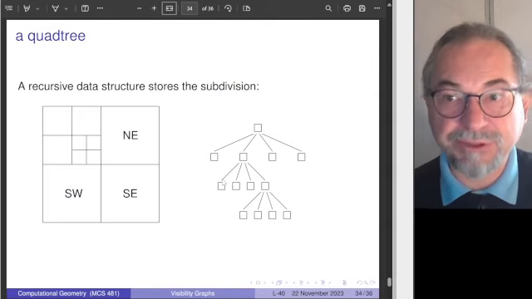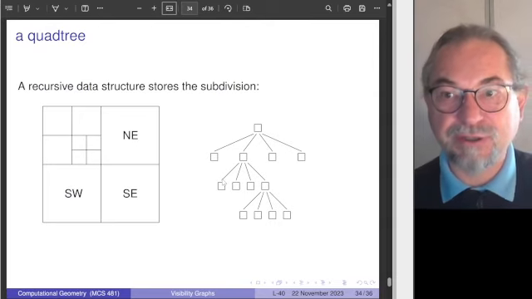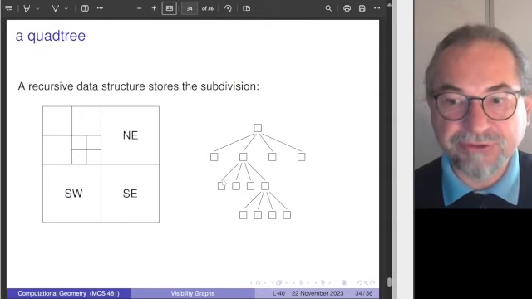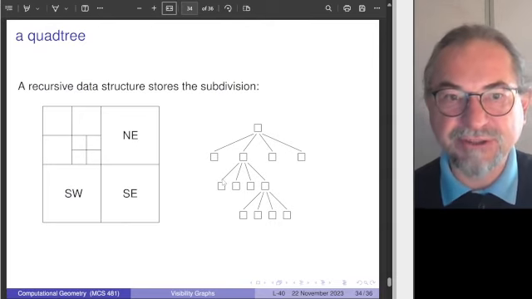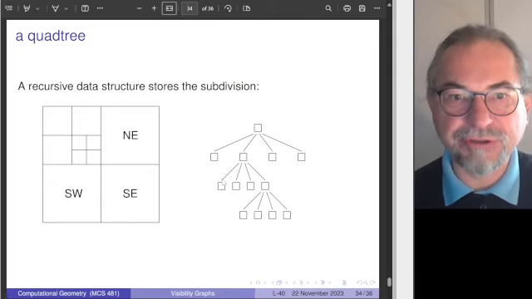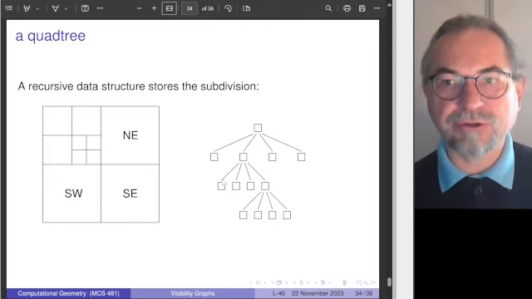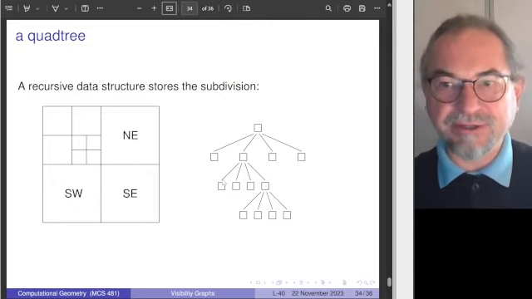Quadtrees have advantages because of their simplicity. They also have disadvantages. We did not discuss the generalization to 3 dimensions, but in 3 dimensions we have octants. Then we have octrees, trees with 8 children.